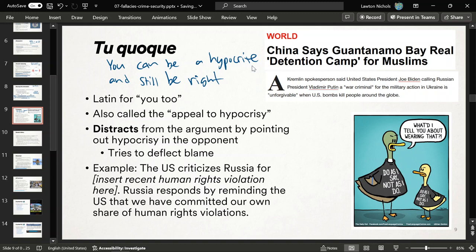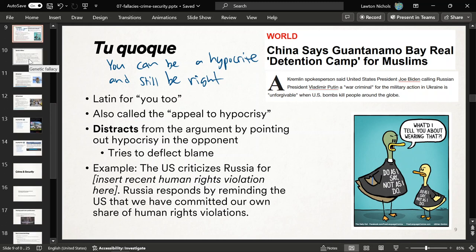You're allowed to say that somebody did a bad thing, even if you did that bad thing once upon a time. They have no right to criticize you for saying it, because it's still right to point it out. Something like that. The tu quoque fallacy is turning around the argument on your opponent, saying, you did it too. You too. That's the idea. Any questions about that one? So politics is a great example of when this happens.